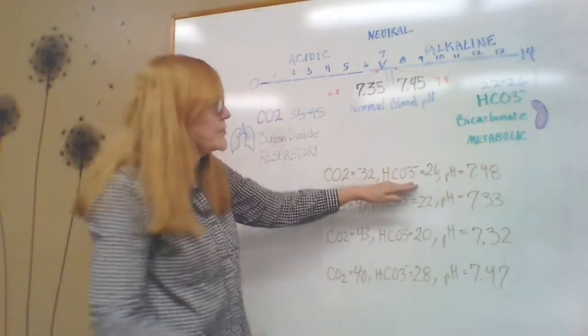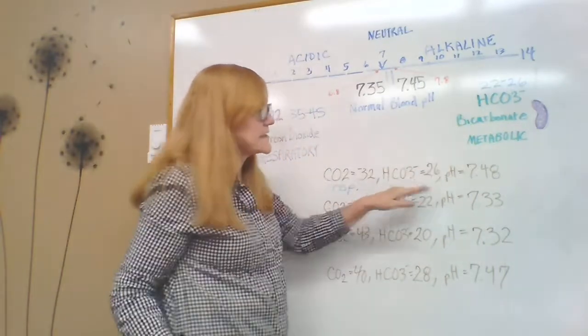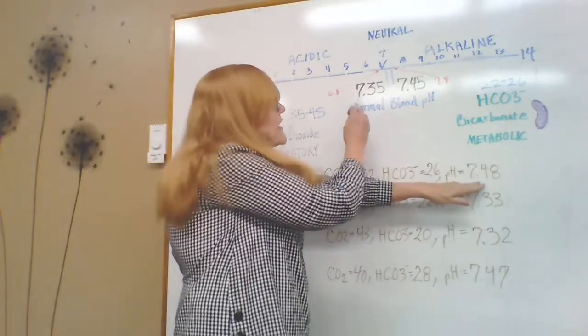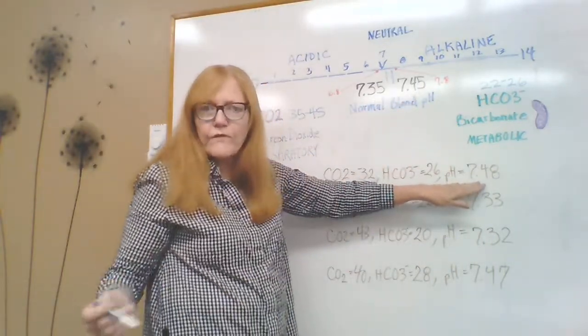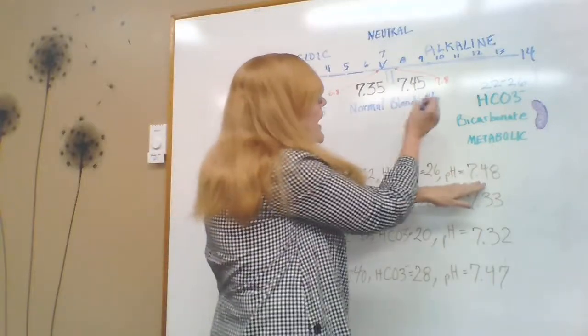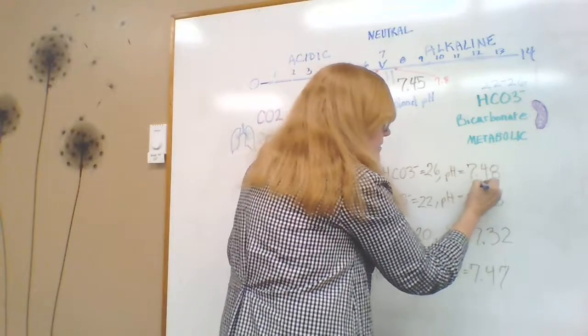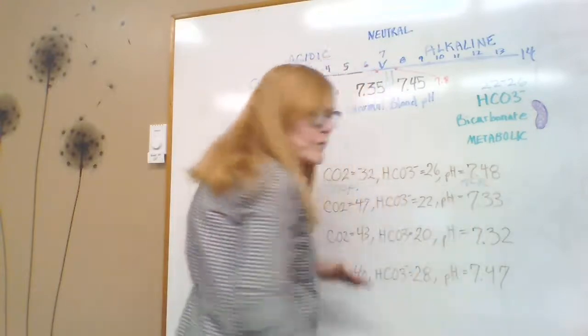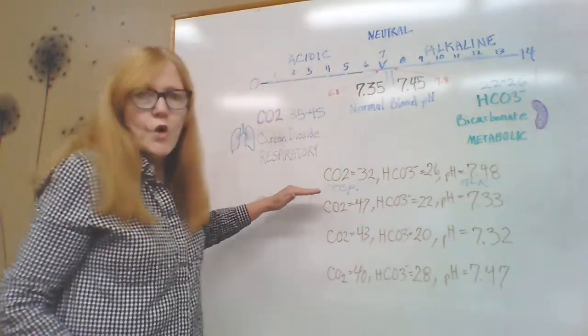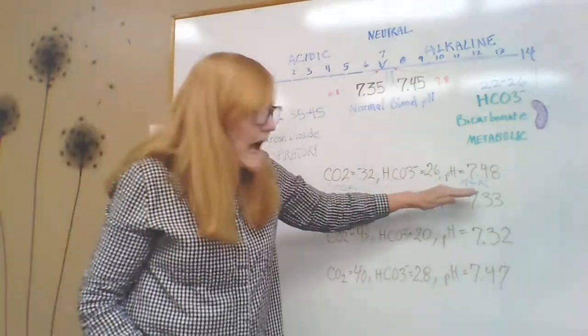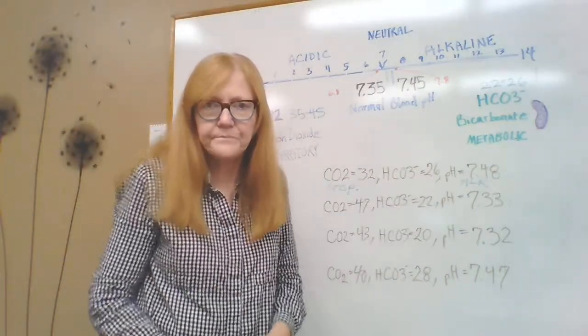Is the bicarb normal, 22 to 26? Yes, it is. Is the pH normal, 7.35 to 7.45? No, it's not. It's too high. So we're on the alkaline side, okay? So this ABG you would read as the patient is in respiratory alkalosis, okay?